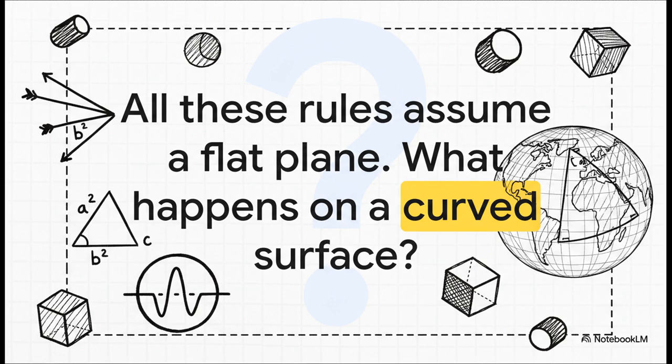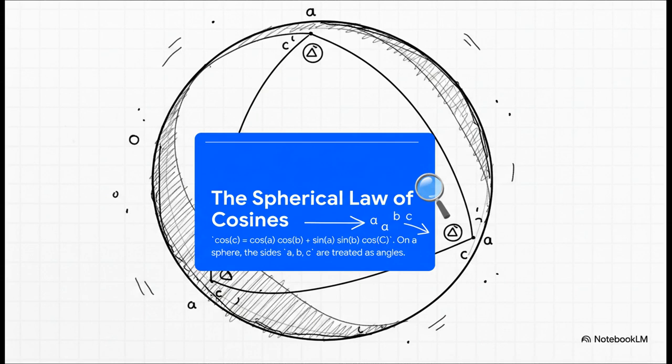So what happens to all our nice, neat rules when we try to draw a triangle on a curved surface, like a sphere? Well, as you might guess, on a sphere, the rules have to change. This right here is the spherical law of cosines. Now, it looks kind of similar, but you've got to notice the crucial difference. The sides of the triangle, A, B, and C, they're now inside the trig functions. And why is that? It's because on a sphere, the sides of a triangle are really arcs, and we measure the length of an arc by the angle it makes from the center of the sphere.